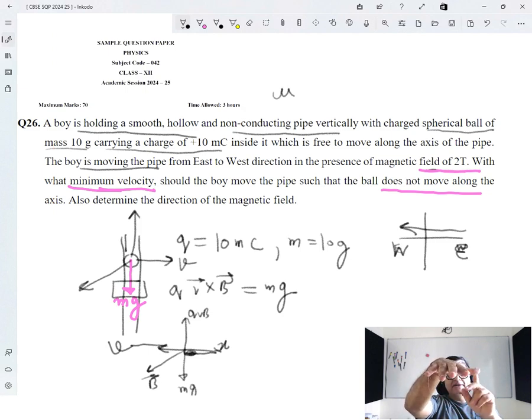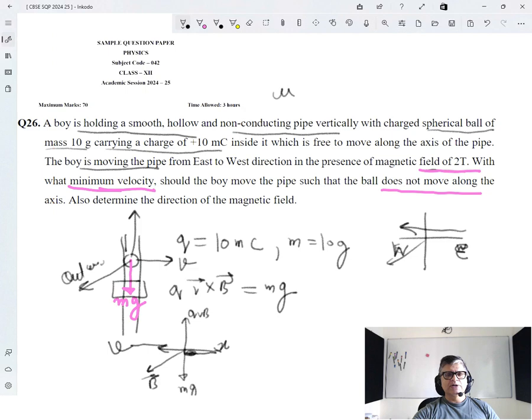So the only way I can reverse the direction of the force from downward to upward is if I change the direction of the magnetic field. So the magnetic field should be outwards. This is my outward magnetic field, which will give me the magnetic force acting upwards.